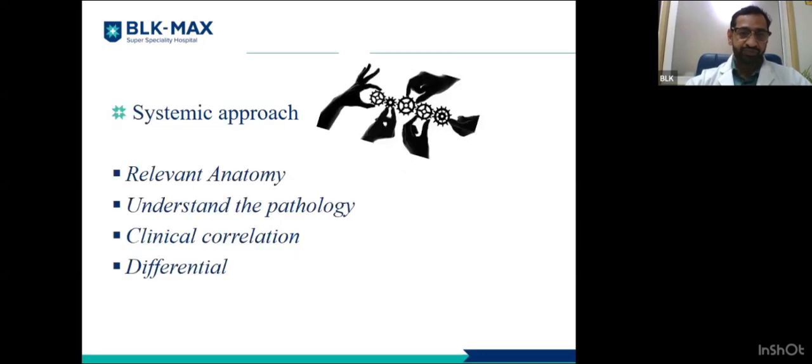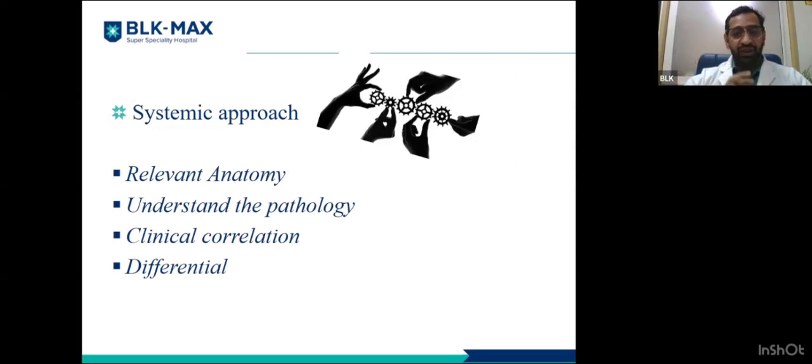So for any imaging, this slide is very relevant, because whenever you are doing any imaging and reading any imaging, you should know the basics of imaging and you should have a systematic approach to read that image.